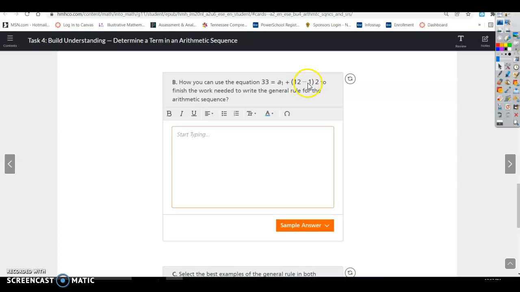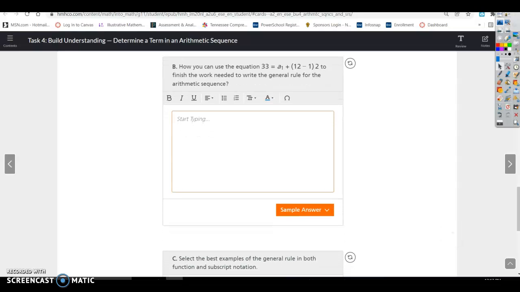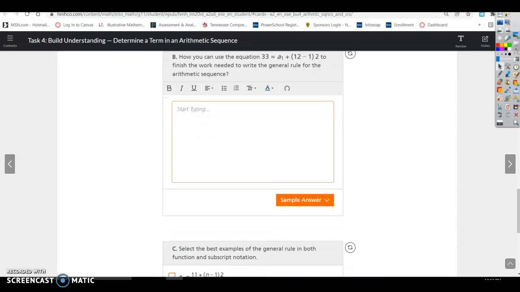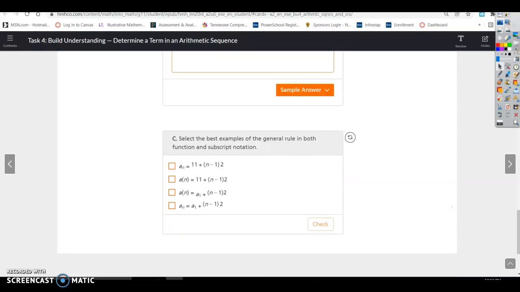So 12 minus 1 is 11. 11 times 2 is 22. 33 minus 22 is 11, so a sub 1 is 11. So we got our first term is 11 and our common difference is 2.